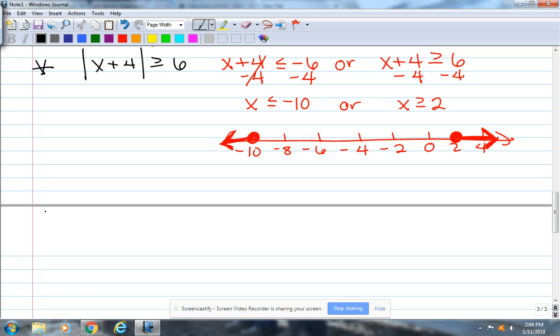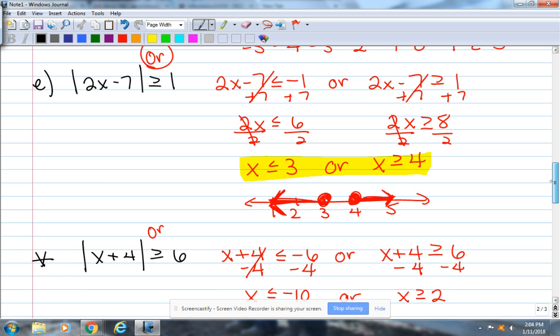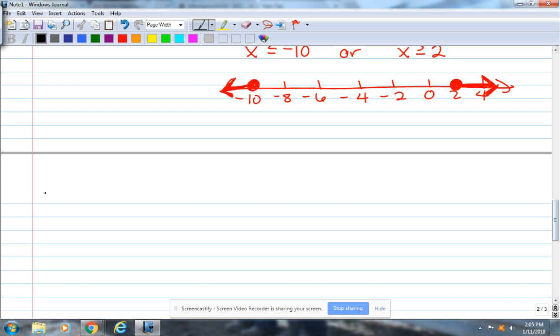No, that's good stuff. All right. So the last example we had was which one? E. So let's do F. Now let's do an and inequality.